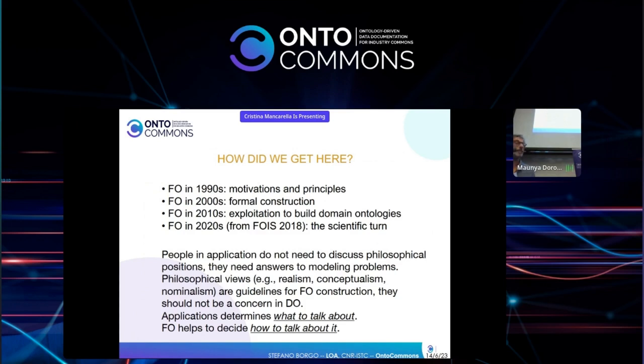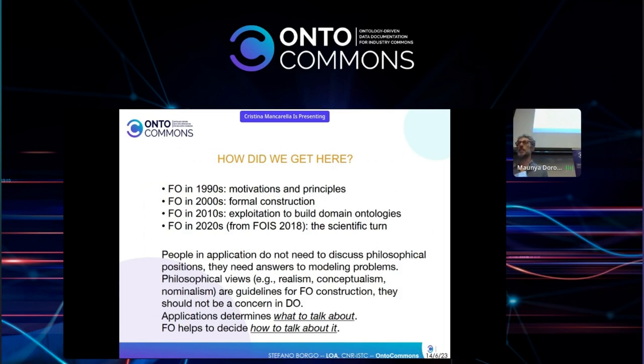How did we get to this special issue? You can always build history from your own perspective. This is one. In the 90s, there was a lot of discussion about the motivations and principles and even the need for the ontological approach. Around the turn of the century, we started to have formal construction of large systems, which, as you know, by now are very complicated. Around 2010, I like to think that the attention moved to the exploitation of those ontologies in domain applications. More recently there has been another turn, which is what this special issue is about, and which I call the scientific turn.